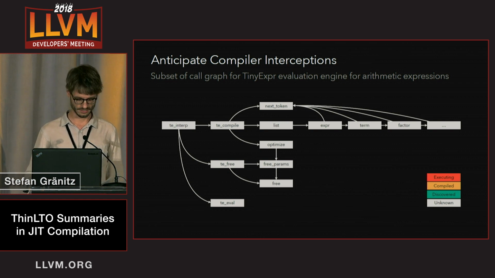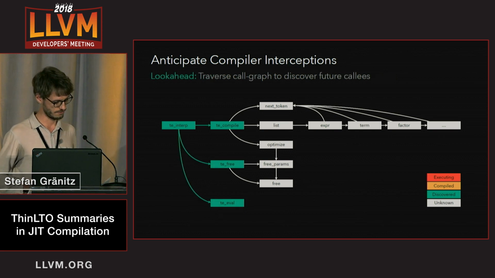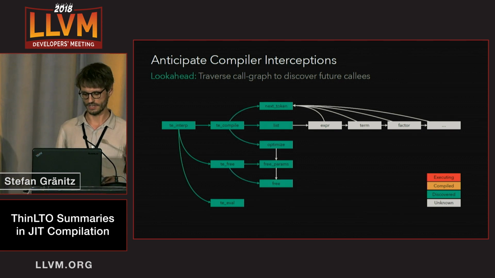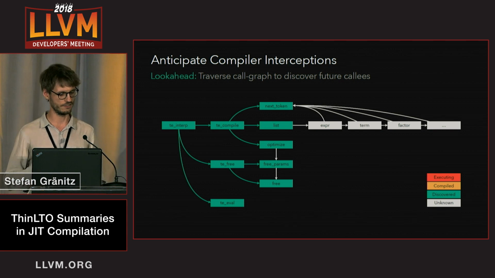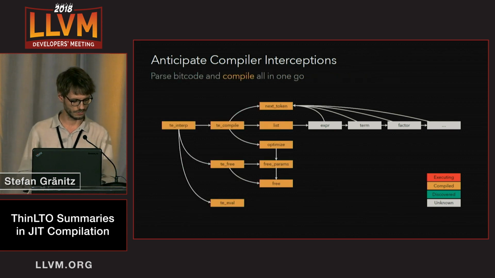The ThinLTO JIT searches for the entry of this function in our combined index and uses it as a first discovery root. From there, we traverse outgoing edges to discover potential future callees. In our simple example, let's say we always discover 2 hops from our root node. And whatever we find, we aggregate into one compile job. Now we finally parse all those bitcode files that define our just collected functions, and we compile them all in one go.